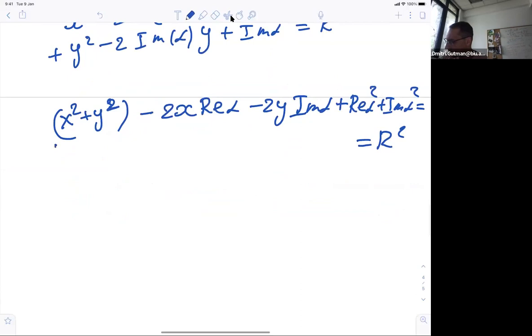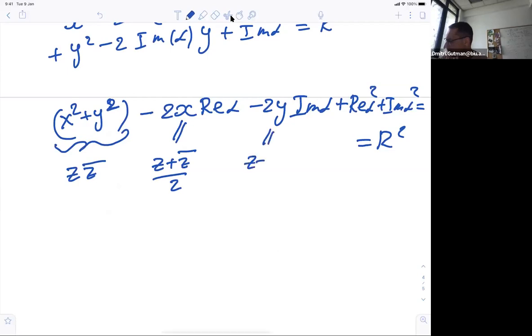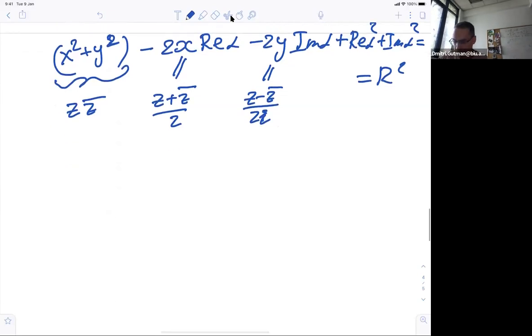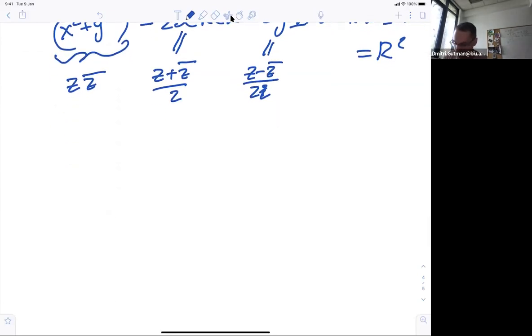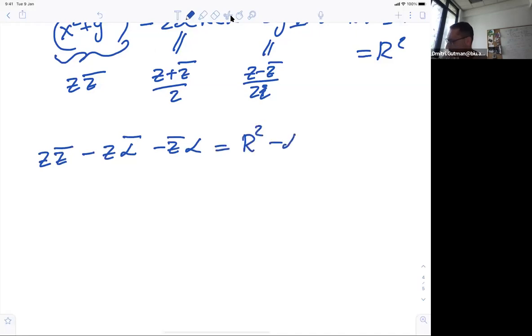Now x squared plus y squared is z times z bar. X is z plus z bar over 2. Y is z minus z bar over 2i. And therefore, this equation reads z times z bar minus z times alpha bar minus z bar times alpha is equal to r squared minus alpha bar.